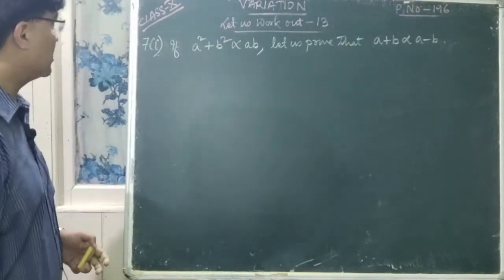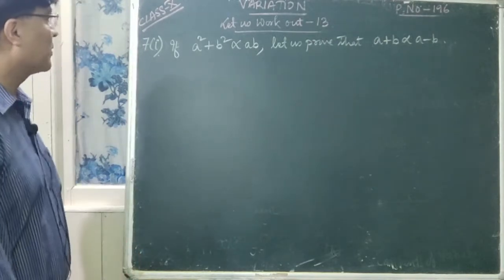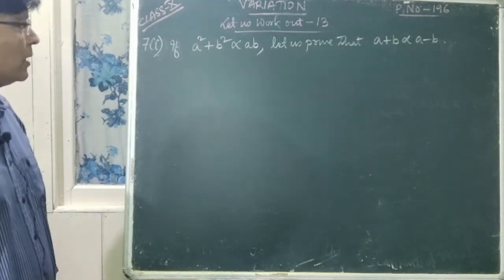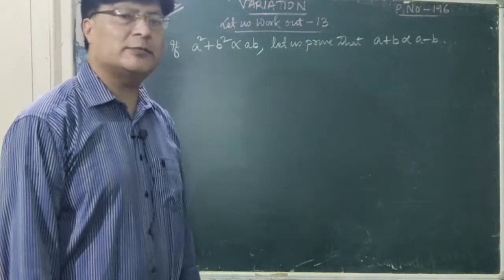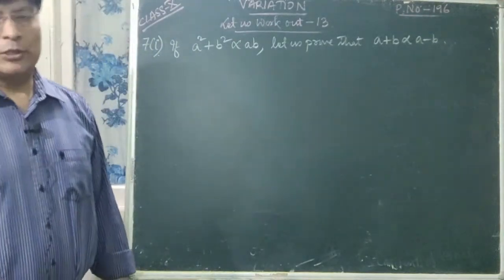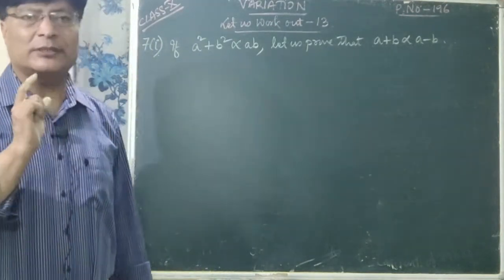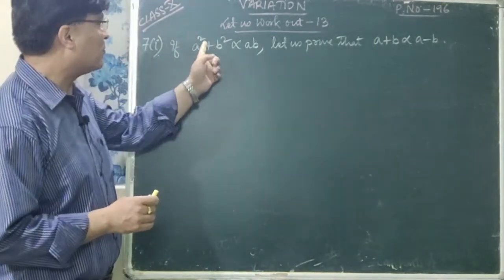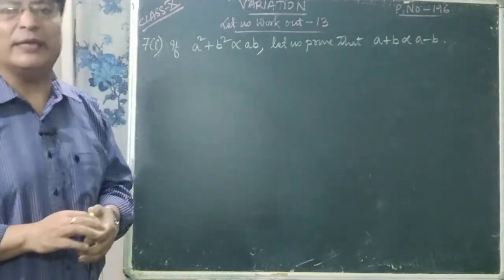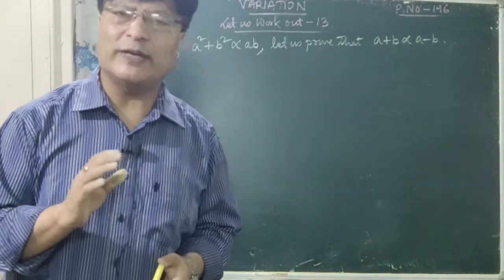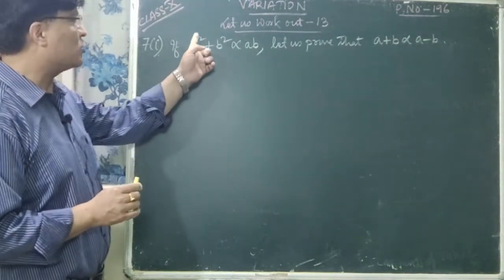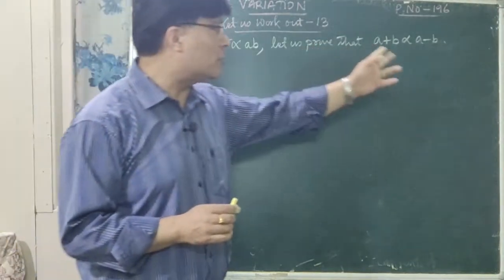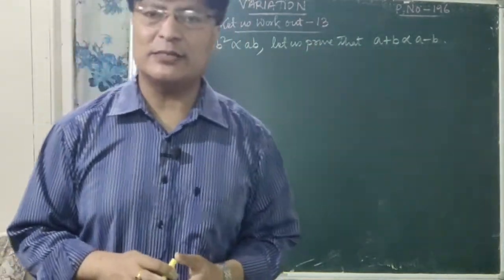So now we'll do the next question, that is 7 number 1. If a square plus b square is proportional to ab, let us prove that a plus b is proportional to a minus b. So in this case, in the question, a and b are the two variables, and it is given that a square plus b square is proportional to ab. So what is the relation between the two variables a and b out here? It is a square plus b square proportional to ab. You have to prove that a plus b is proportional to a minus b.